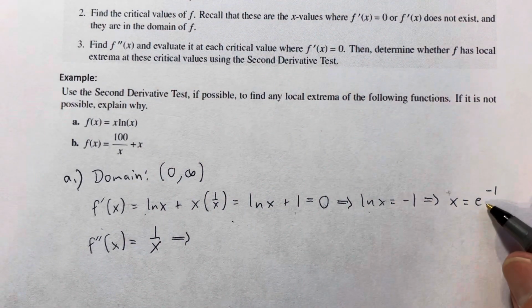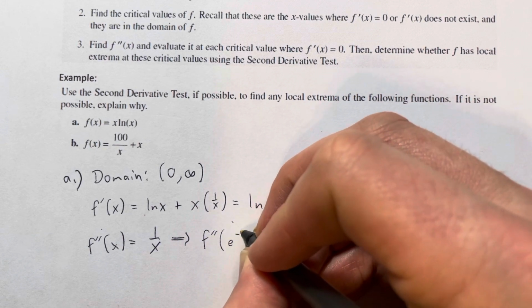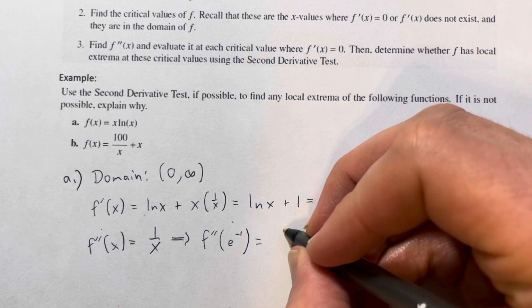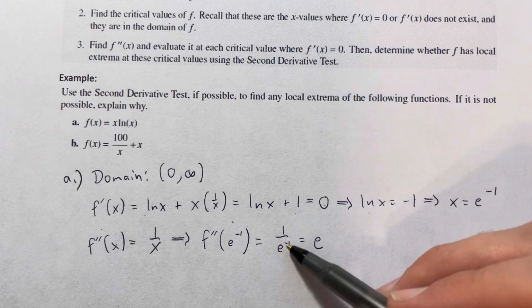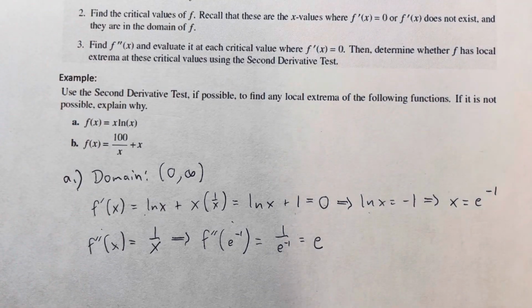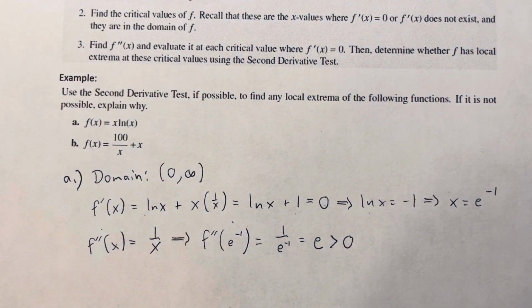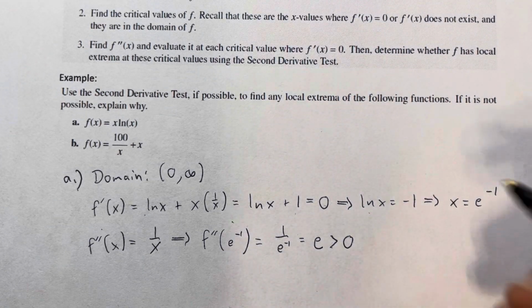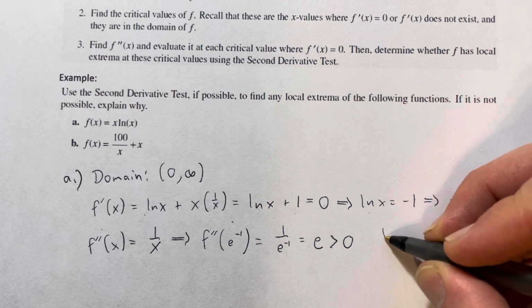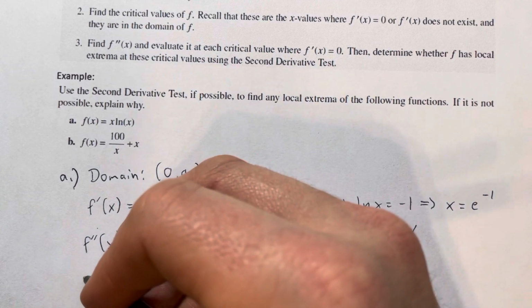So what do I want to do now? I want to take my critical value, which we found in the previous step, plug it directly into f double prime. What is f double prime of e to the -1 power? Well, that would be 1 over e to the -1, or just e, right? Because it's the reciprocal of e to the -1, which is already the reciprocal of e. e is a positive number. Remember, it's approximately 2.7 something. So all we needed was whether this is positive or negative. And again, because the second derivative is positive, our function is concave up, which means we have a local minimum there.